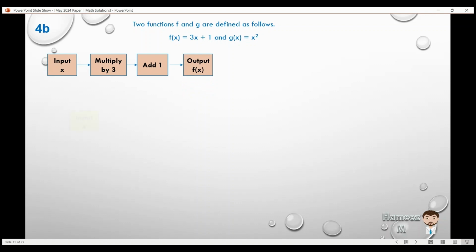And similarly, we can do that for g of x. If the input is x, any number, what do we do with that number when it comes in? We square it. So that's x squared, and that answer will be our output, g of x.